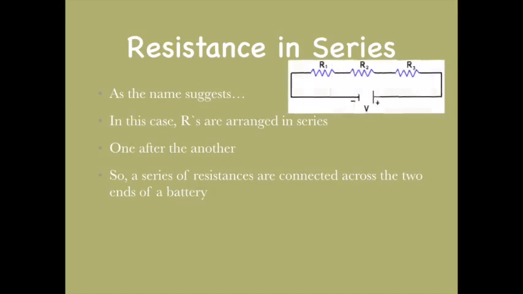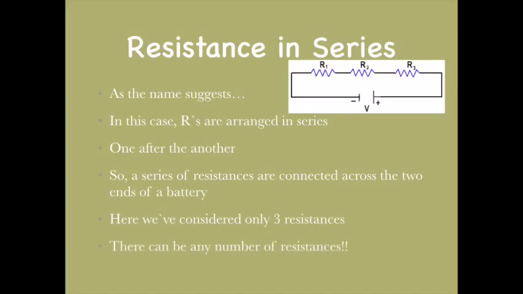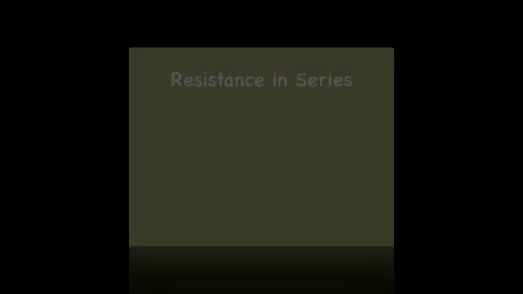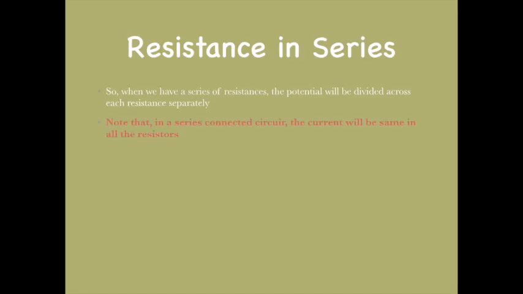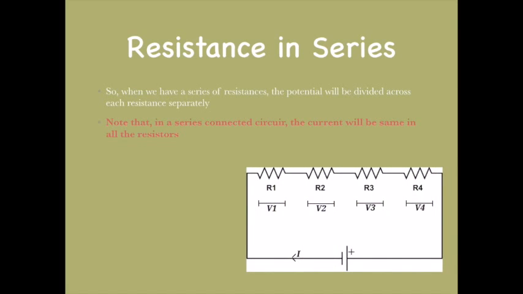Please have a look at the diagram. In this case we have considered only 3 resistors. Okay. There can actually be any number of resistors. Let it be 100, 200 or your wish. There is no limit. So whenever we have series connected resistors, the potential will be divided across each resistor separately. Note that in a series connected circuit, the current will be the same in all the resistors.